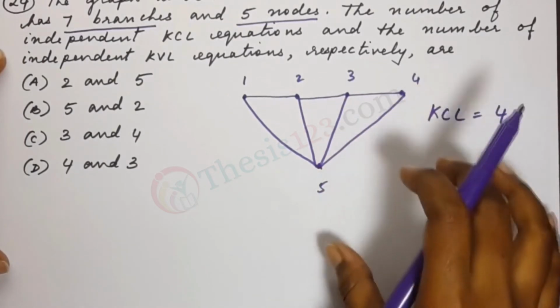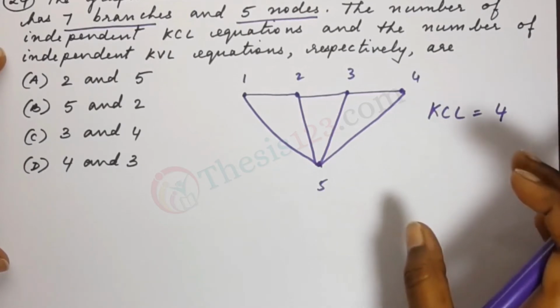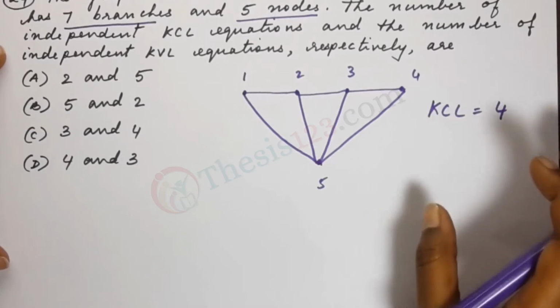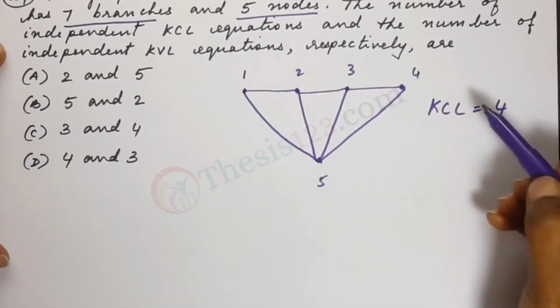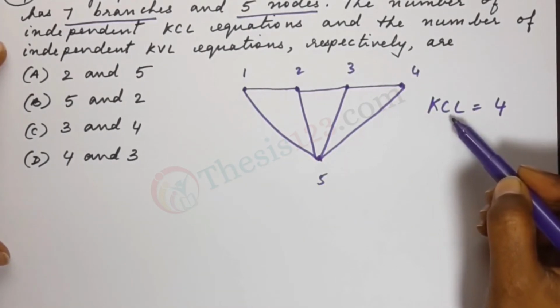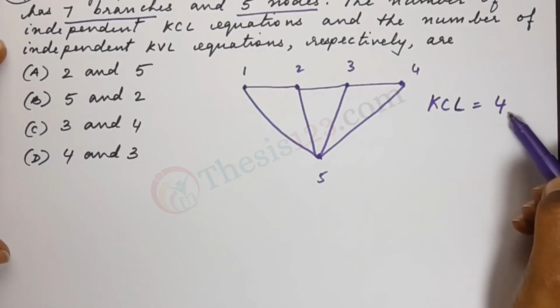So this is just an example. I'm not giving you a standard formula yet. I'm just explaining in terms of a random example. So we have 5 nodes. I've drawn a random graph here. For which, if we were to find out the number of current equations, those would be 4.